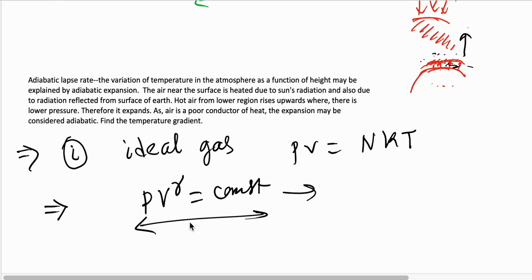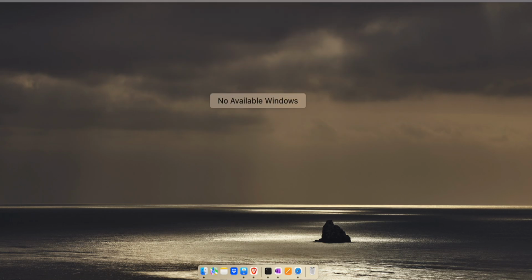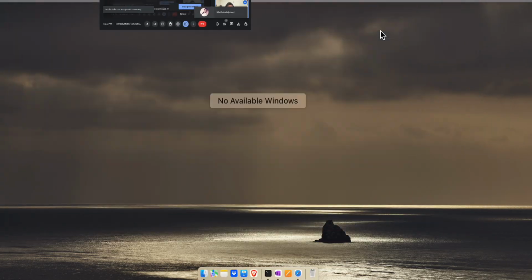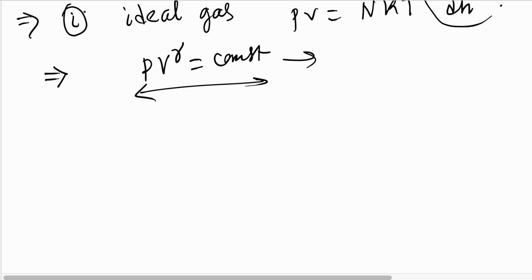So let's first derive this thermodynamic relation, then we will apply this relation to the first law. It is asked to calculate the temperature gradient per height, dT/dh. If h is the height and T is the temperature, what is the value of dT/dh? To calculate this, we need this relation. So let's first derive this relation. From where do we derive it? Let's see.